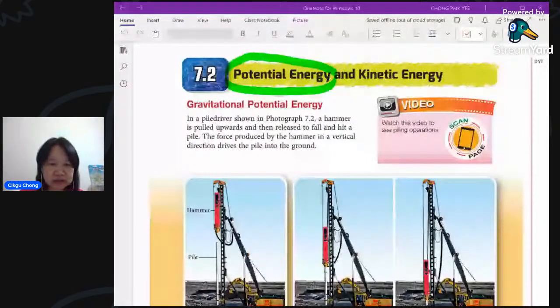Okay, today we are going to go into 7.2, where we're going to discuss the different types of energy. First of all, today we're going to just concentrate on potential energy. Kinetic energy we will do on other days. So I'm going to share screen now. I hope you can see this. Is it all right?